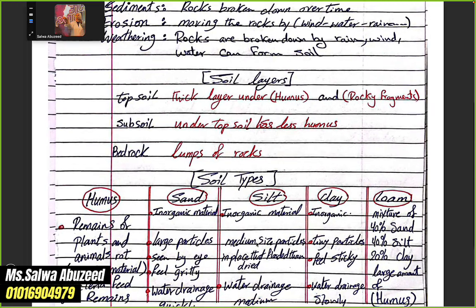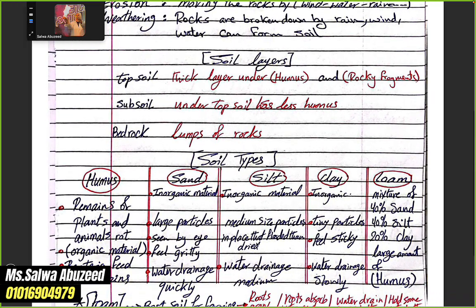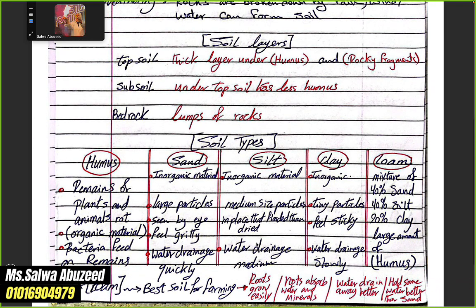Let's see. So the upper layer of the soil, if we're talking about the layers before we talk about types of soil, we have the upper layer, which is the topsoil. It's thick and it has humus. You want to remember it? Just remember it with hummus.